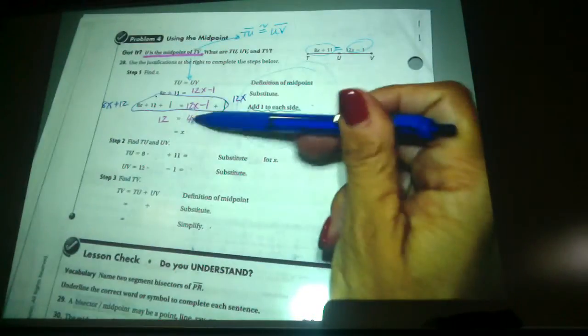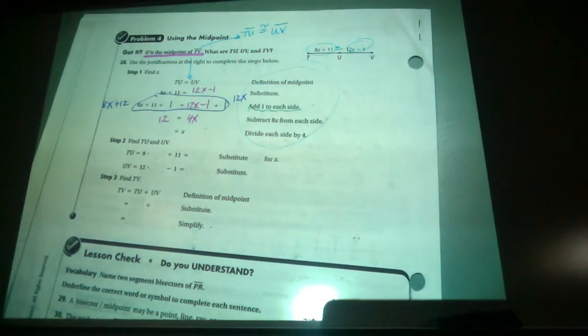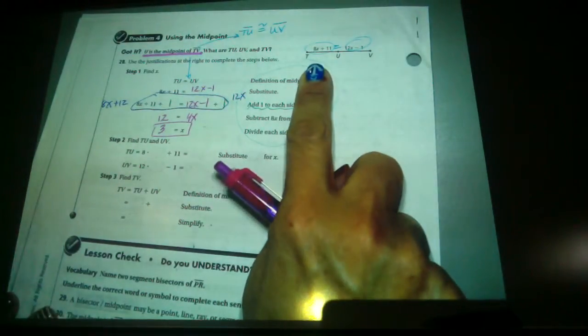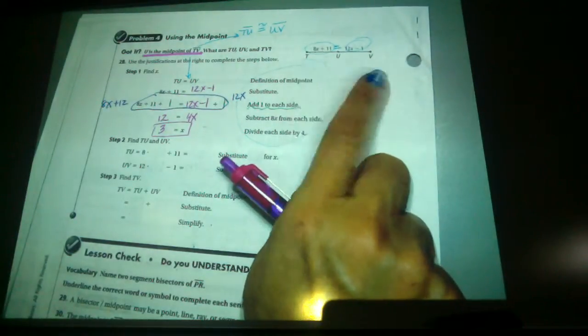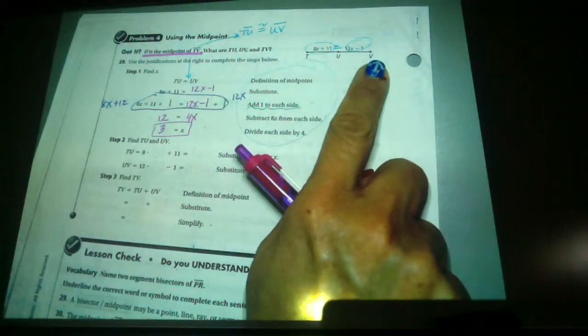Then what do they do from here to here? They divide it by 4. So 12 divided by 4 is 3, and 4x divided by 4 is x. So then this is the value for x. They may or may not ask you for the value for x. They may ask you for the actual length of segment TU and segment UV. They should be the same length, so that's how you can check your answer. Or they might ask you for the length from T to V.